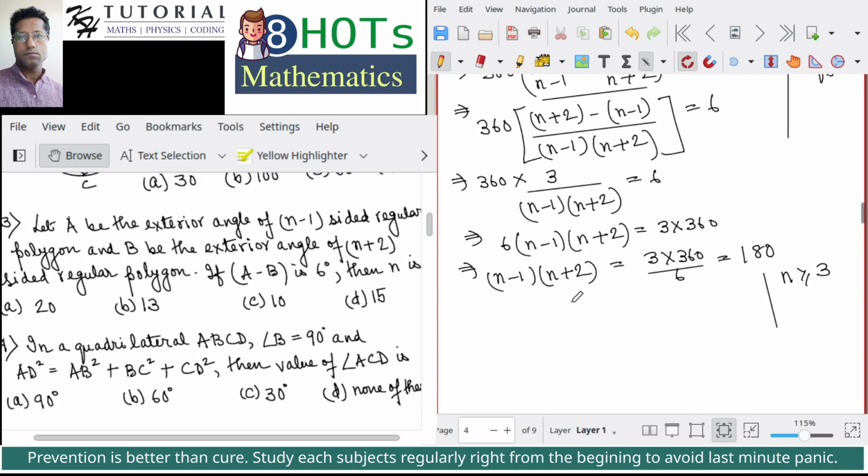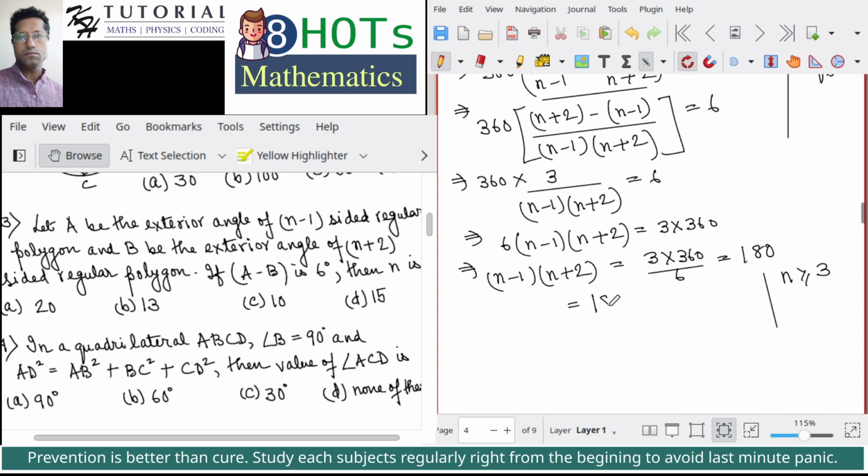The concept is that to find n, we have to factorize 180 into two factors, such that, as you can see, n plus 2 is 3 more than n minus 1. So we have to factorize 180 into a product of two natural numbers, so that one natural number is 3 more than the other. Then we can easily find n.